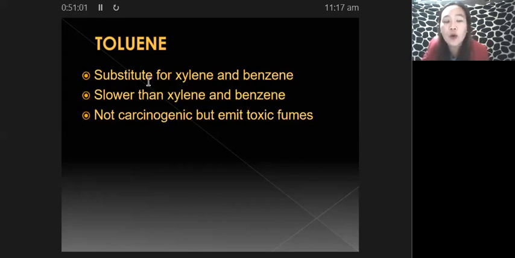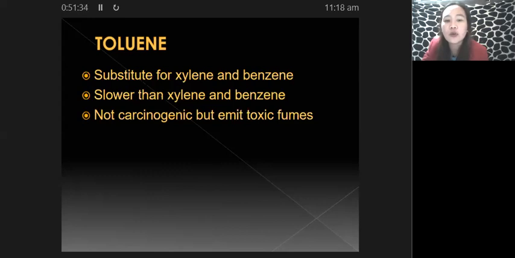All right. So again, another disadvantage of your toluene is that it is more expensive as compared to your xylene and your benzene. In your module, complete clearing is achieved within 1 to 2 hours with the use of your toluene. So it's a little bit slower as compared to your xylene and your benzene.